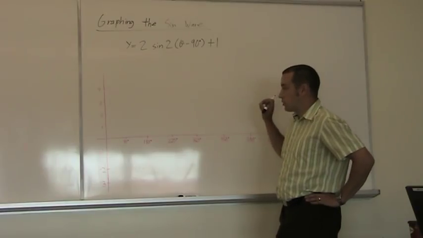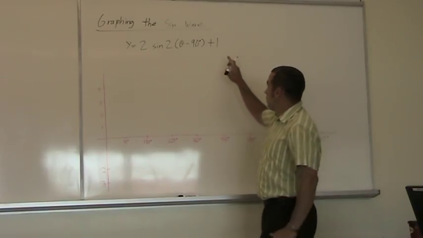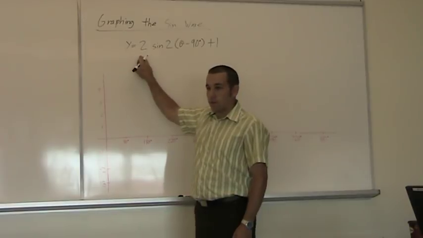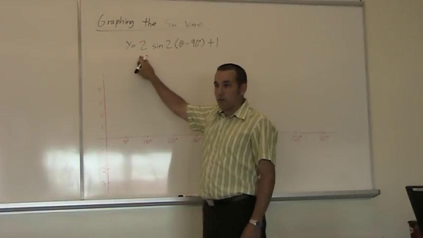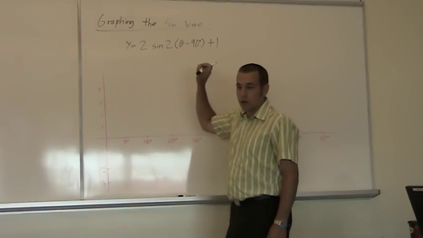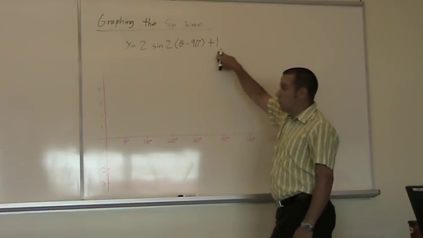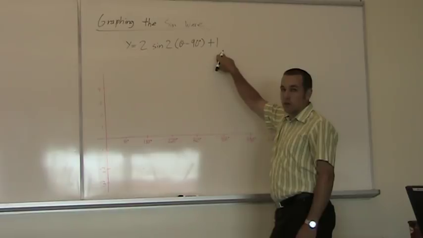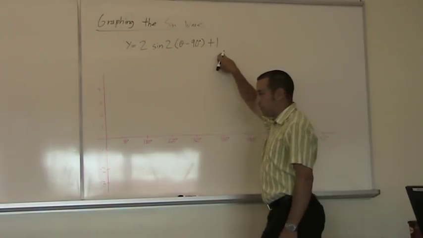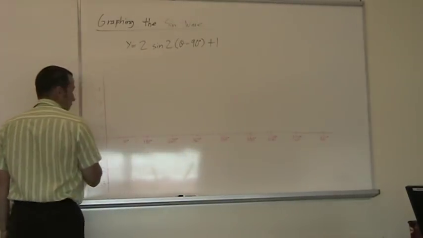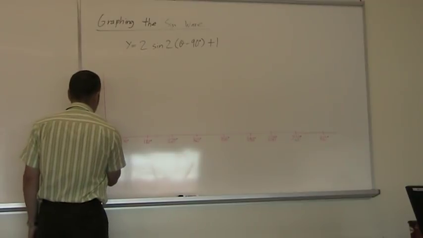So the way that I always graph these is I work from right to left. Use that information to draw the sine wave. Okay, so I start on the right. It's +1. That means my sinusoidal axis is at 1. So I take and draw a dotted line at 1 all the way across.